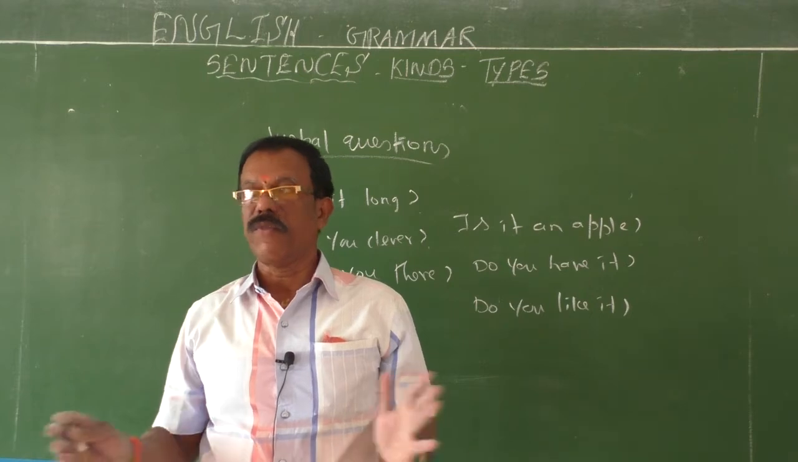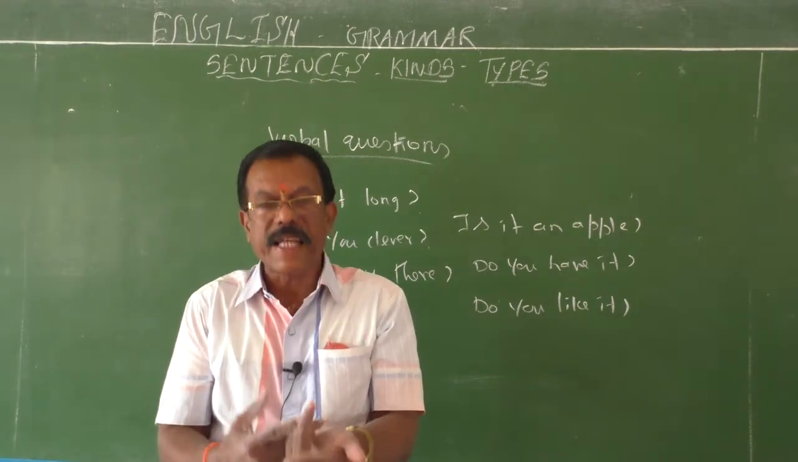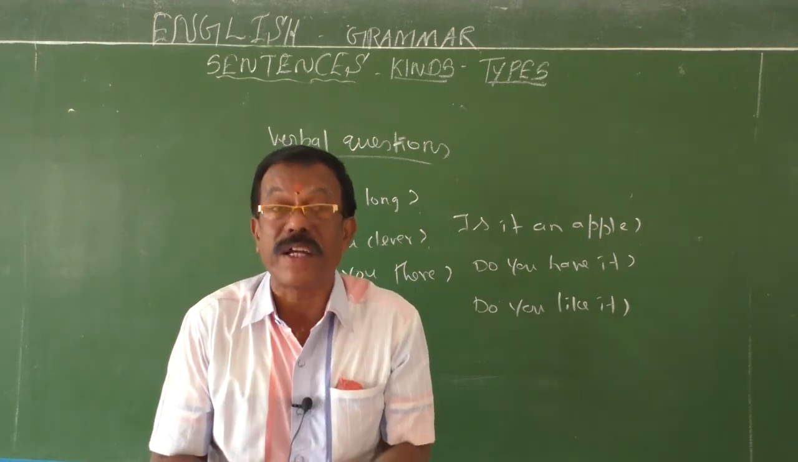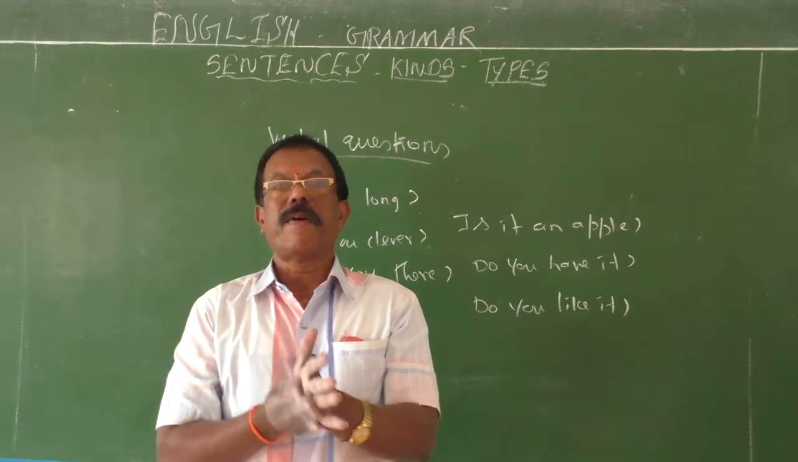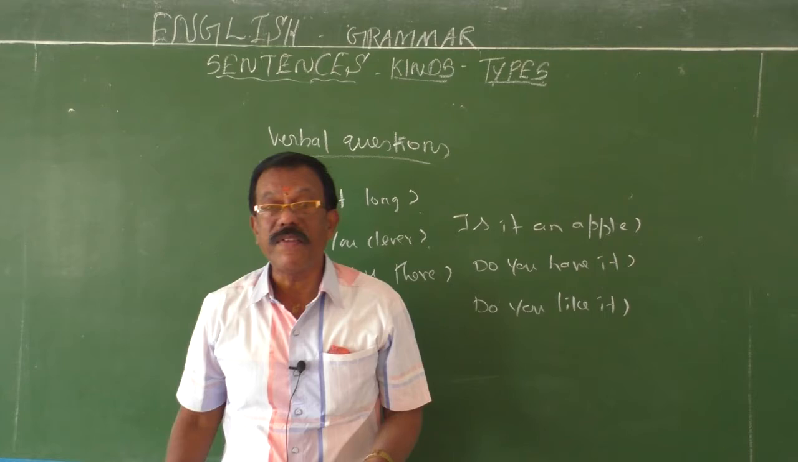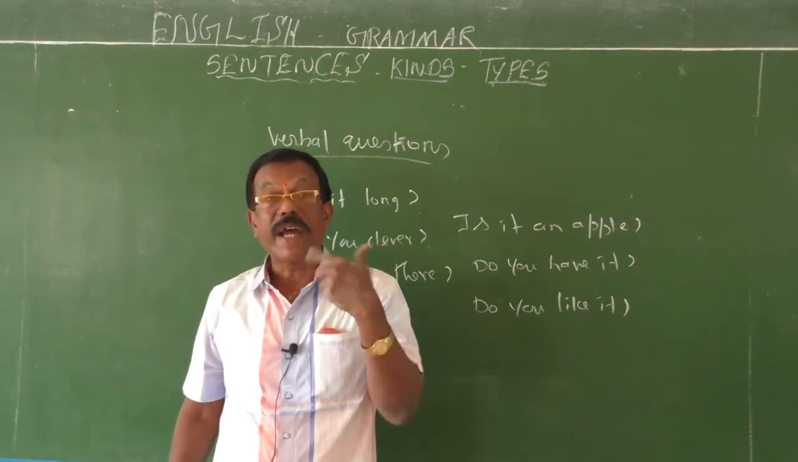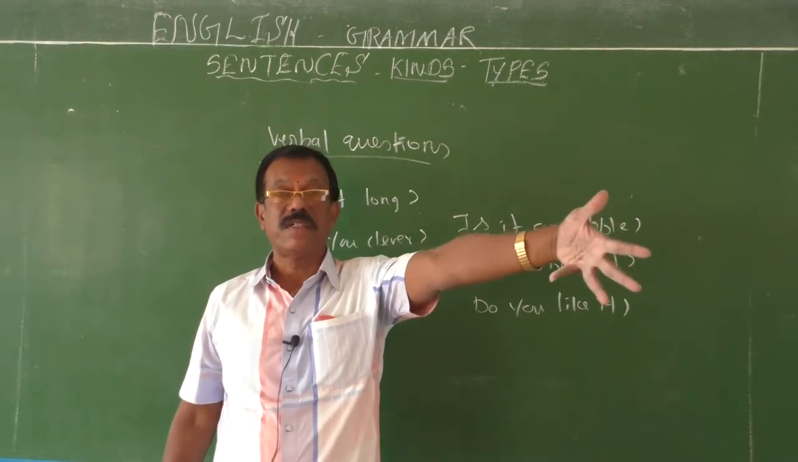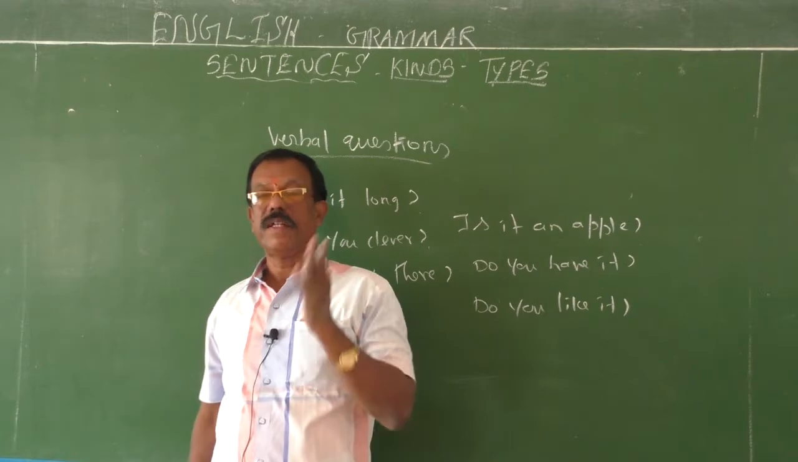Then you can frame with the help of have, has and had, they are called perfect verbs. They are also called possessive verbs. With the help of such verbs also you can frame sentences. Do you have it? Did you have it? Okay, like that. Have you had it? Have you had your lunch? Like that you can frame sentences. You can frame interrogative sentences.